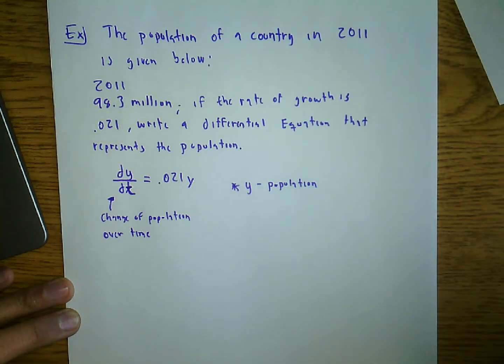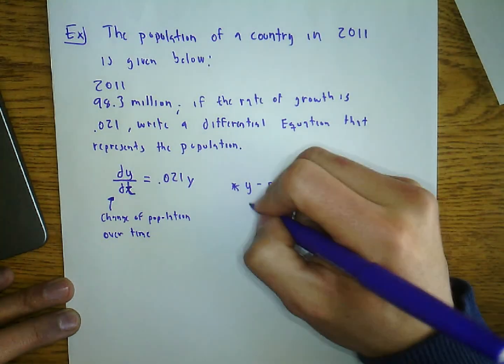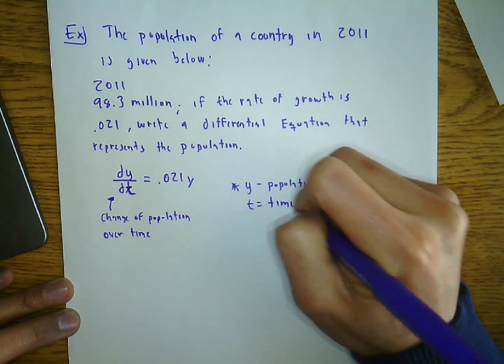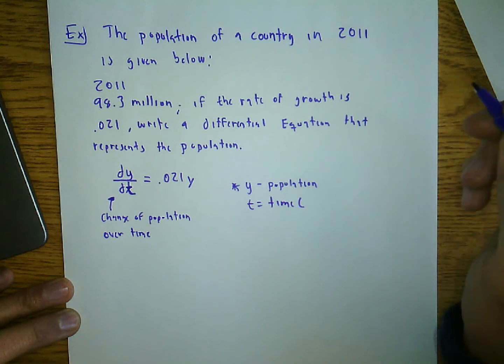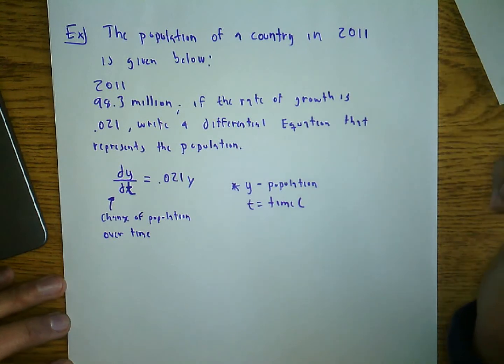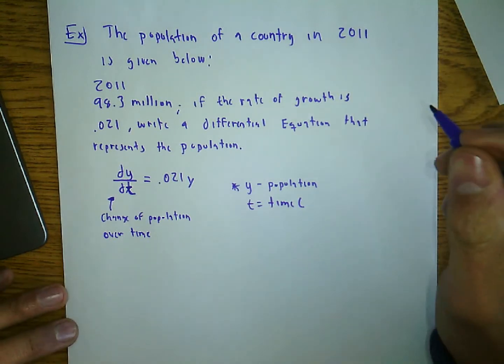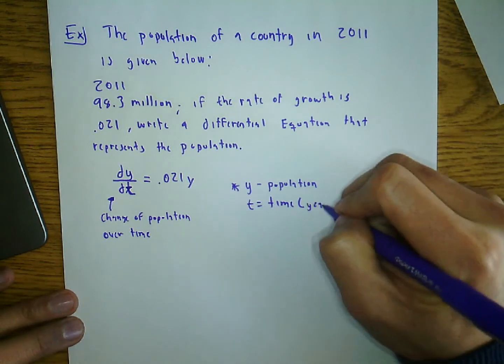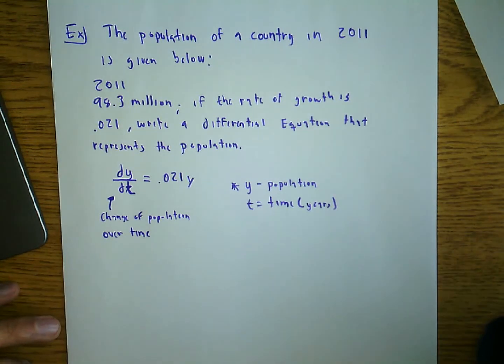It's going to be in years. Do you understand why? Not on the graph, based on the problem. I don't know why I said graph. Because I talked about the population in the year 2011, so it makes sense that the time would be in years. Okay? So now, how would I solve that differential equation?